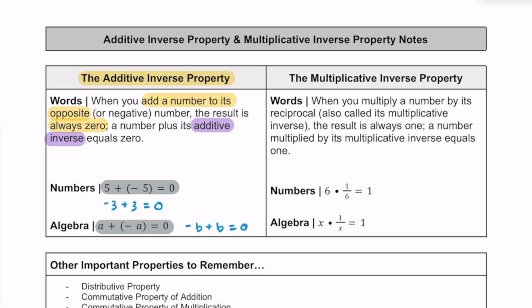Next, we also have something called the multiplicative inverse property. So here, you can say that when you multiply a number, not by its opposite this time, but by its reciprocal, also called its multiplicative inverse, the result is always going to be 1, okay? So a number multiplied by its multiplicative inverse is going to be equal to 1. For example, the multiplicative inverse of 5 would be 1 over 5. The multiplicative inverse of 3 over 2 would be 2 over 3. Those are just reciprocals, aka multiplicative inverses.